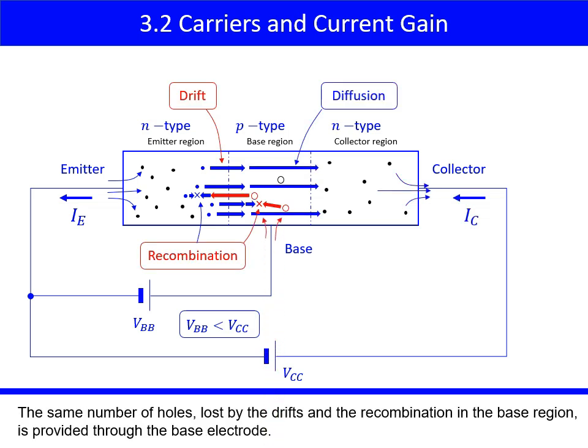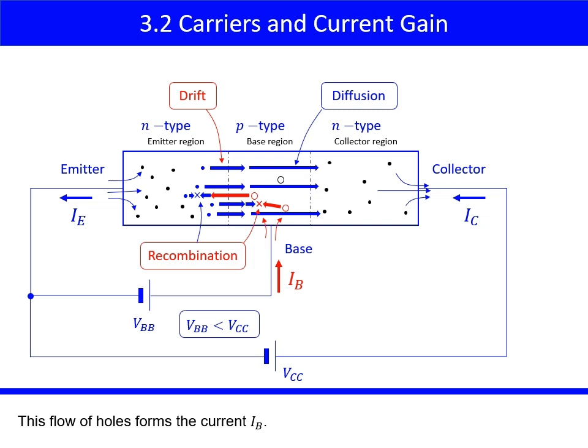The same number of holes, lost by the drifts and the recombination in the base region, is provided through the base electrode. This flow of holes forms the current IB.